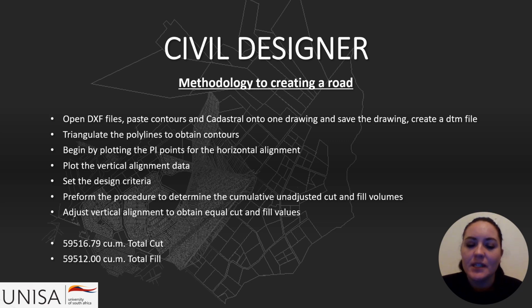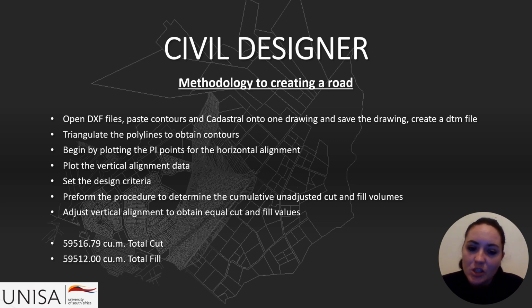So you begin by plotting the geometric points of intersection for the horizontal alignment. You then follow the procedures to ensure that all necessary curves and radiuses are in place. Then you begin to generate the vertical alignment using the same method. You can use a graphical method, a geometric method, or you can use a spreadsheet method. Then you perform the procedures to determine the cumulative unadjusted cut and fill volumes. Once you receive these values, you will be able to verify if the alignment works, because the cut and fill values will either balance or not.